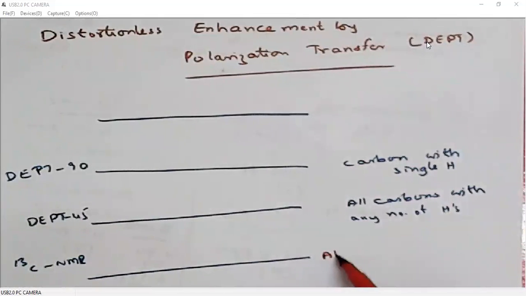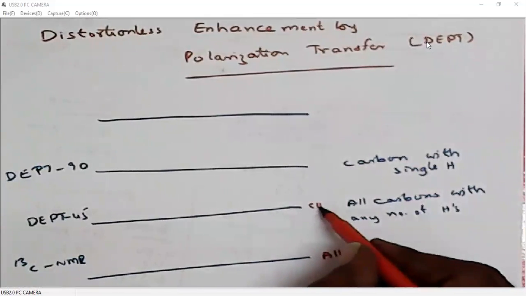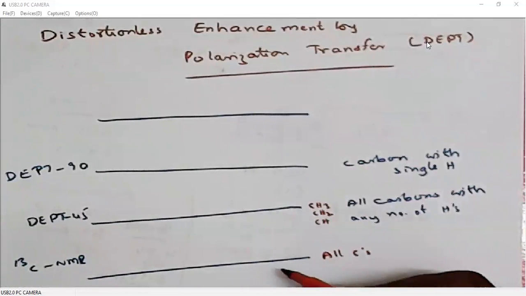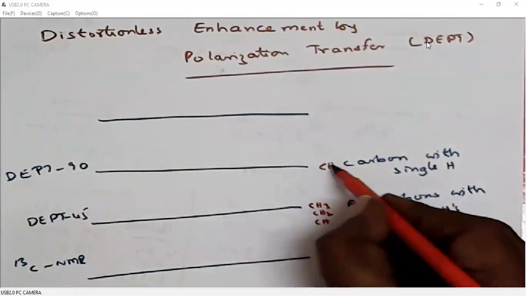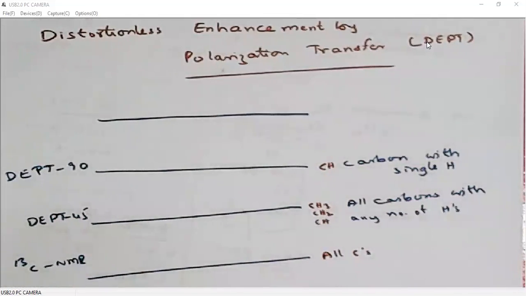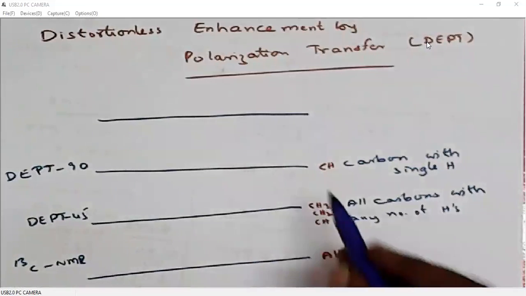So here all carbons will give their signal. Here only carbons with protons, CH3, CH2, CH, will give their signal. Here only CH will give a signal. So in the DEPT 90 section, we will get signals resulting from the CH unit.